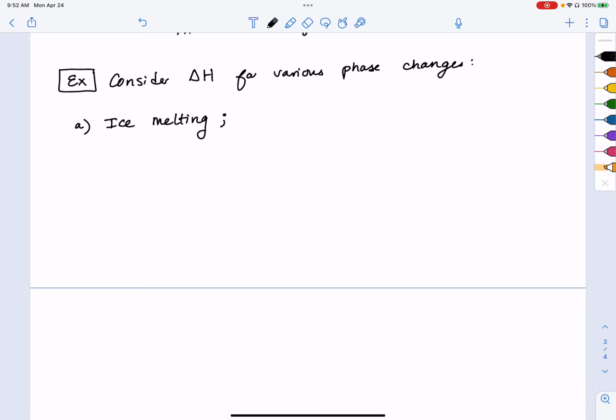So what is happening when ice is melting? When ice is melting, we are going from solid to liquid water, and we call this process melting. You will also see it as fusion. Talk about that much later.